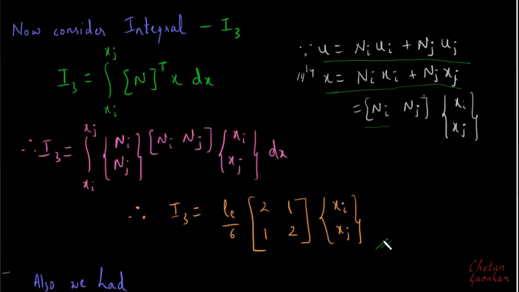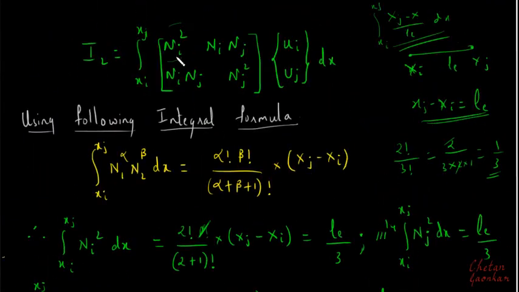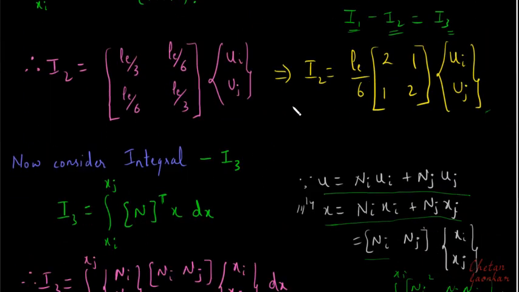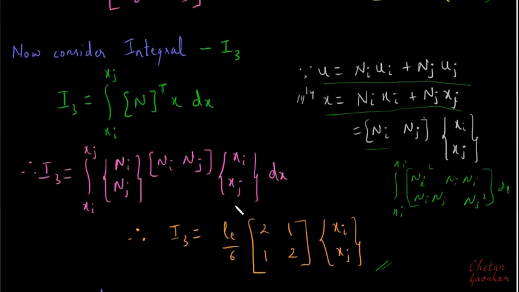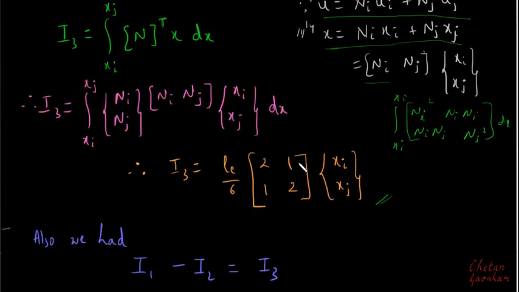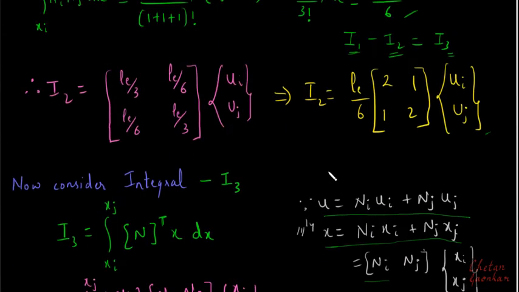You may try this, because this will be nothing but the integral from xi to xj. This matrix will be ni square, ni nj, ni nj, and nj square times dx. And since we had already evaluated this matrix here, I need not do all these things again. I can just write these values directly. And then finally we had this equation I1 minus I2 equal to I3.